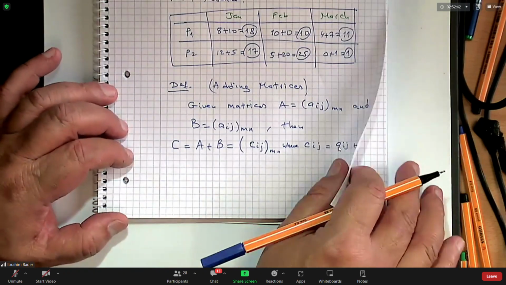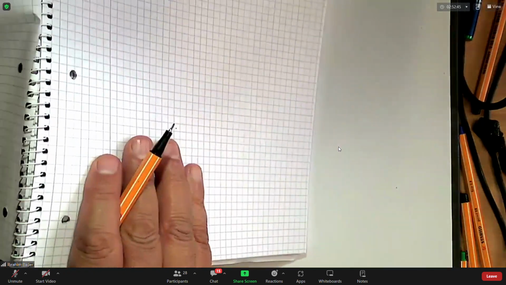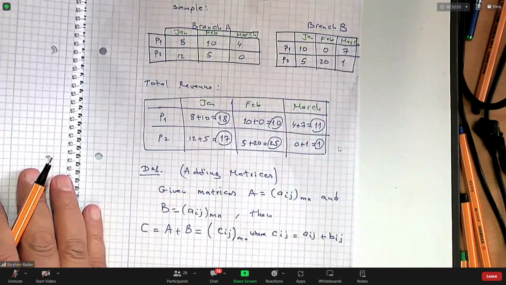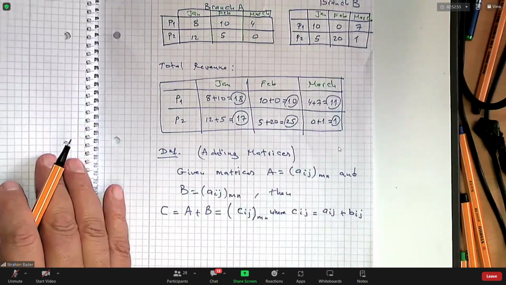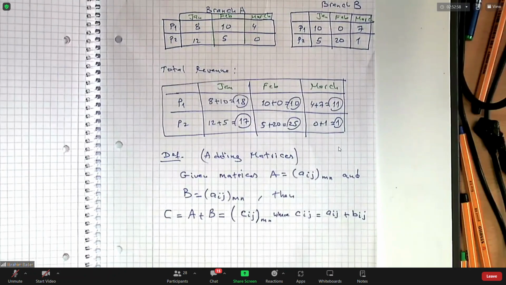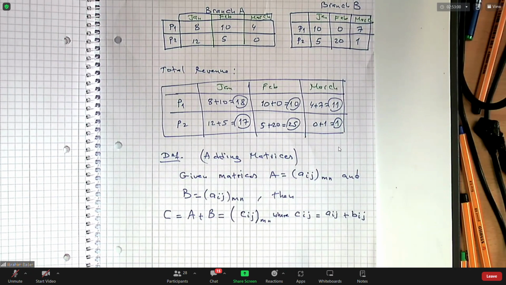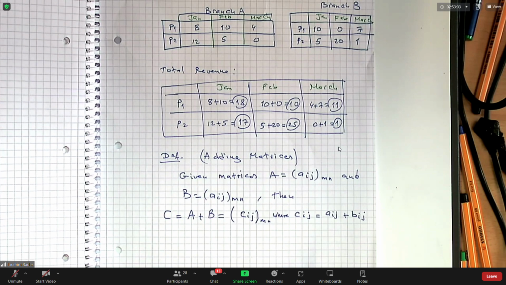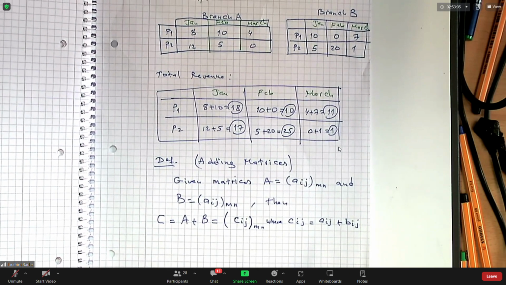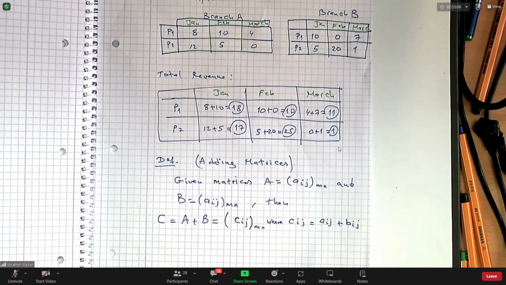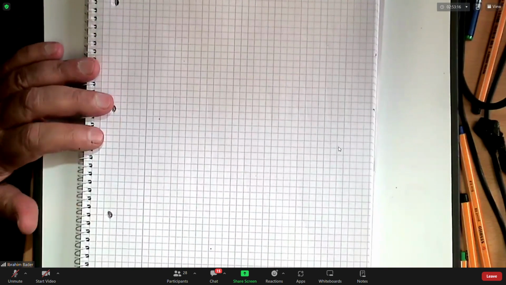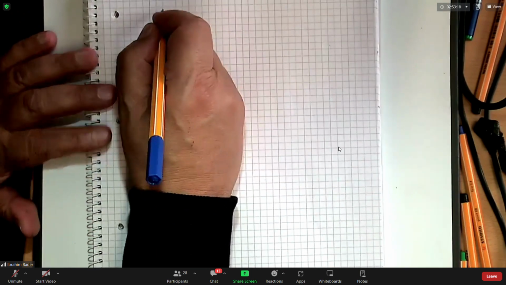Shall we take an example or is it clear? Shall we take an example? Sorry? You want to ask something or just to be right? Okay. Okay. Now let's take an example maybe at this stage.